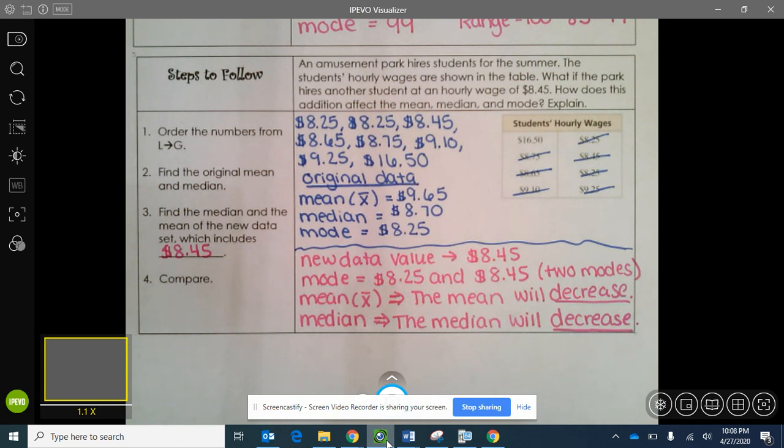Okay, so that's a little trick that you can use to help you figure out how that mean and median are going to change. Like I said, you could always just take the data value, put it in with the original numbers, and recalculate it, but this might save you a little bit of work.